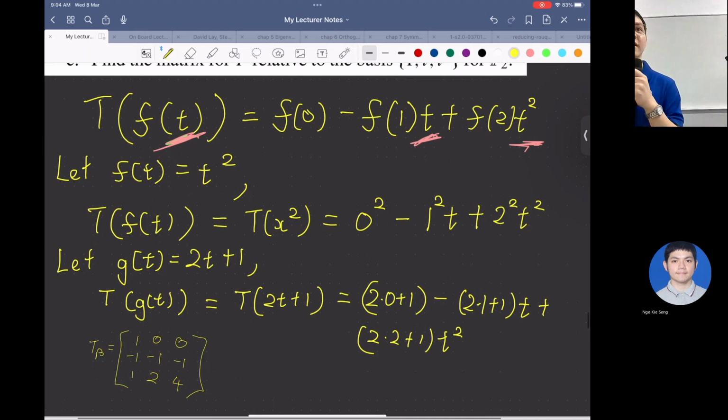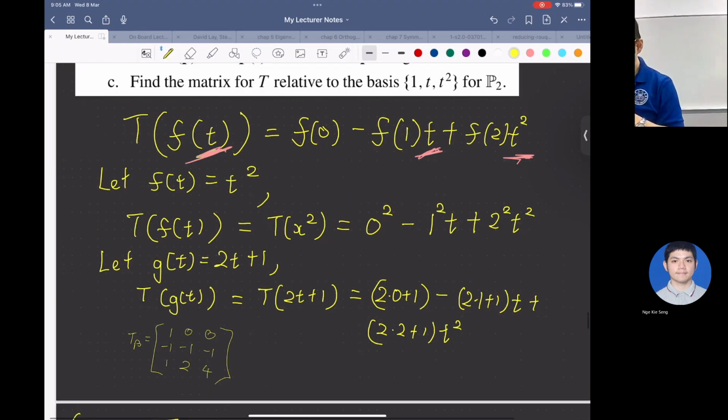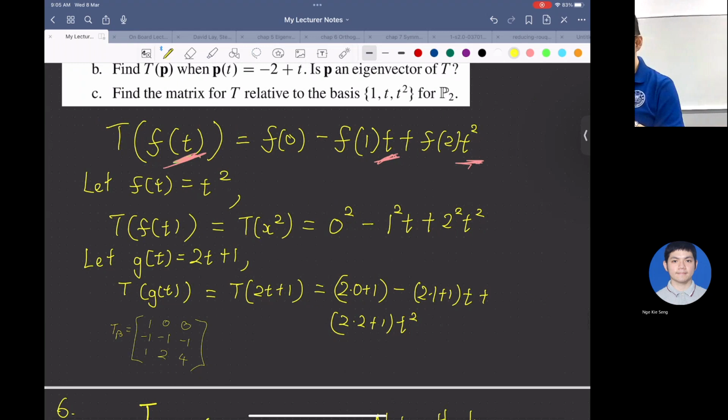Does anyone following? There's no trick here. If you're confused, you should speak up because I don't know where the confusion is. Is it okay, everyone? Okay. So this is how this function here works. You substitute your variable as 0 or 1 or 2.